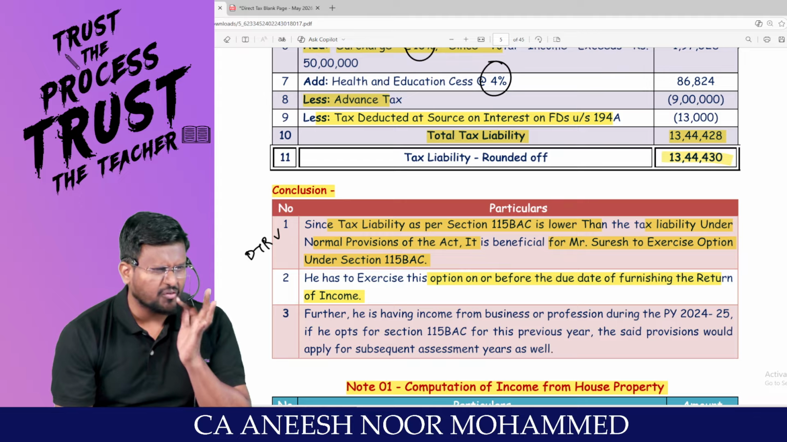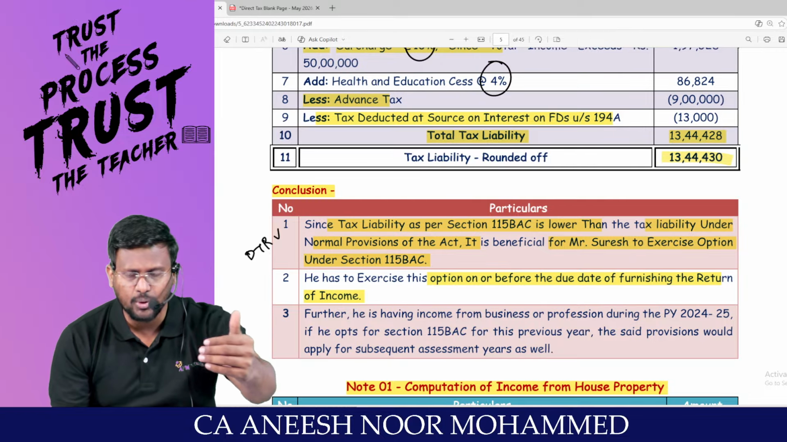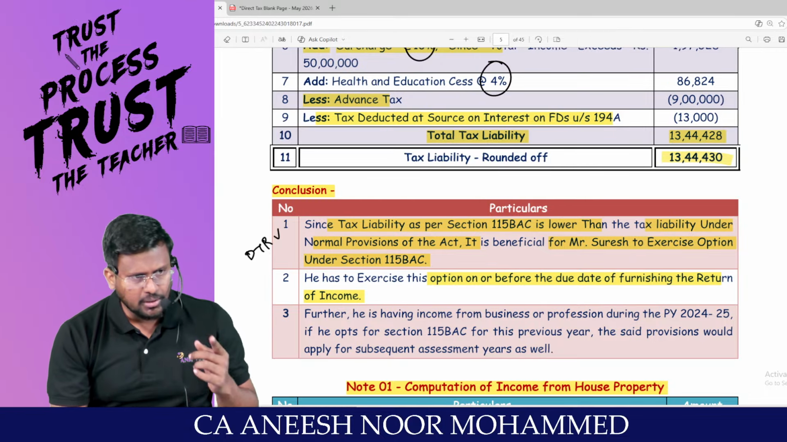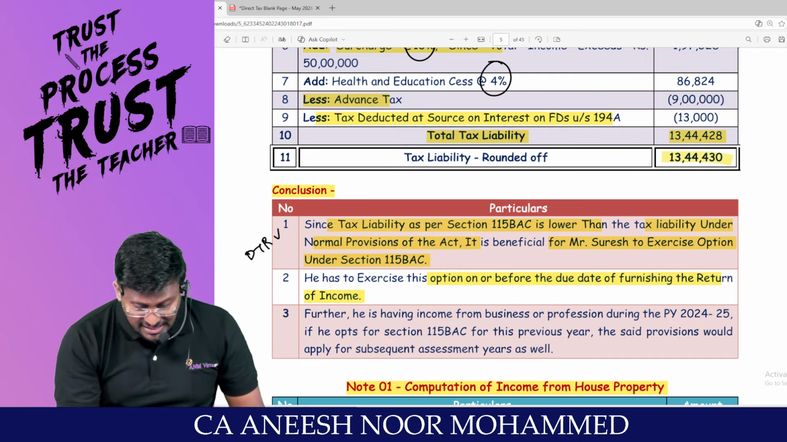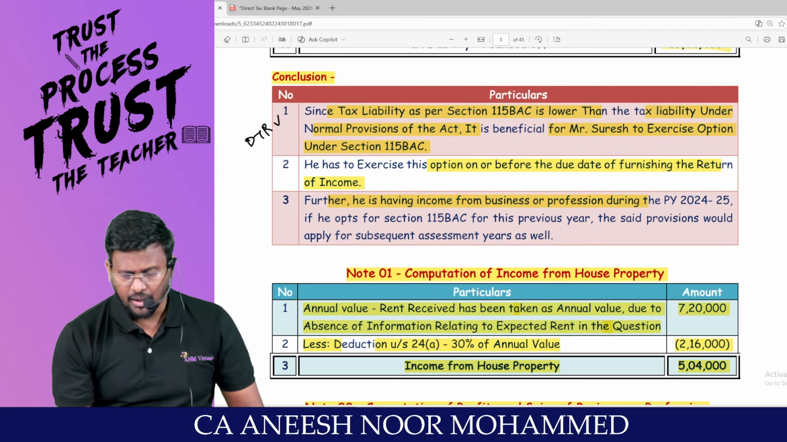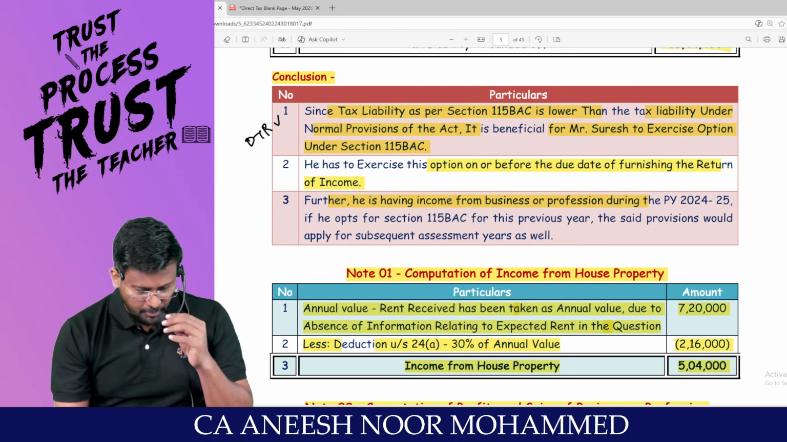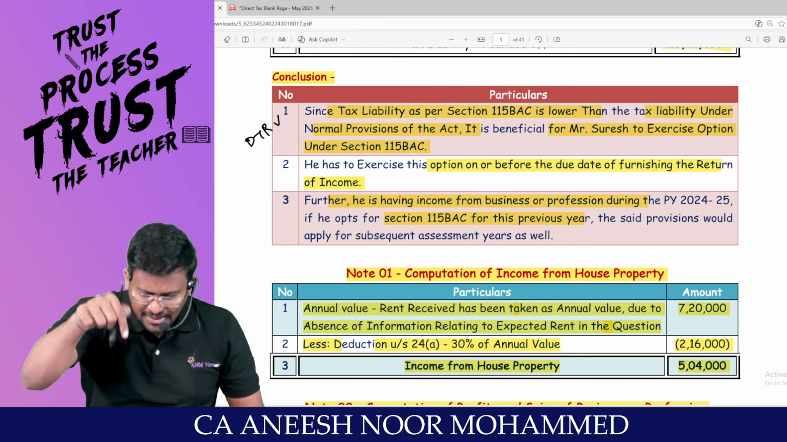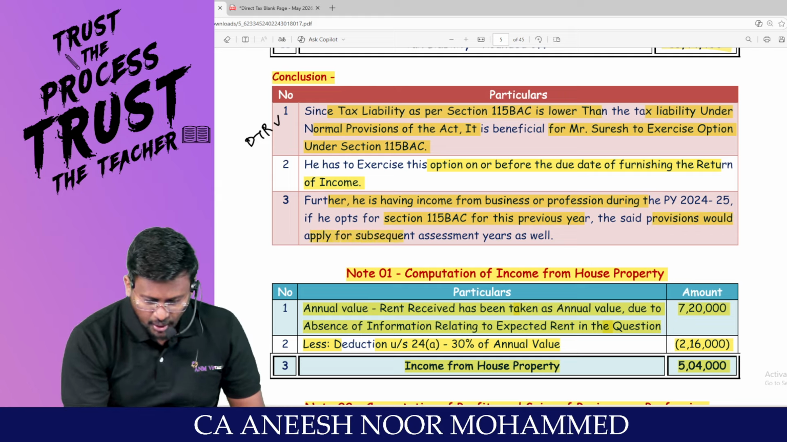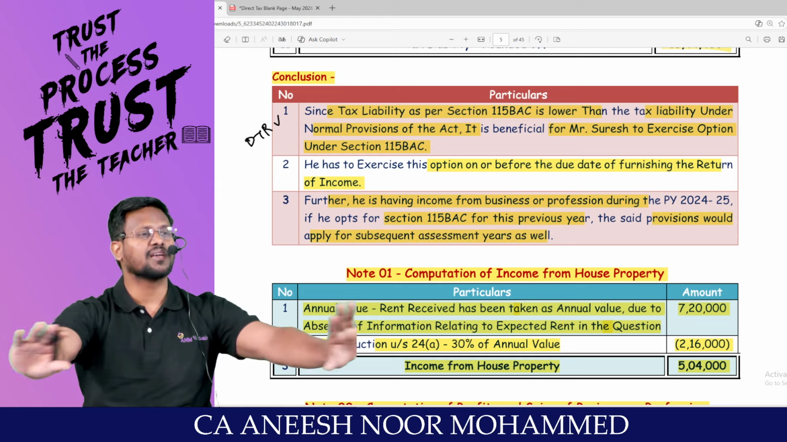Before filing the return of income itself, you have to say to the government that I wish to travel through the default tax regime. Further, he's having income from what? Business or profession, that is PGBP. If he opted for 115BAC for this year, the said provision will apply for subsequent assessment years as well.